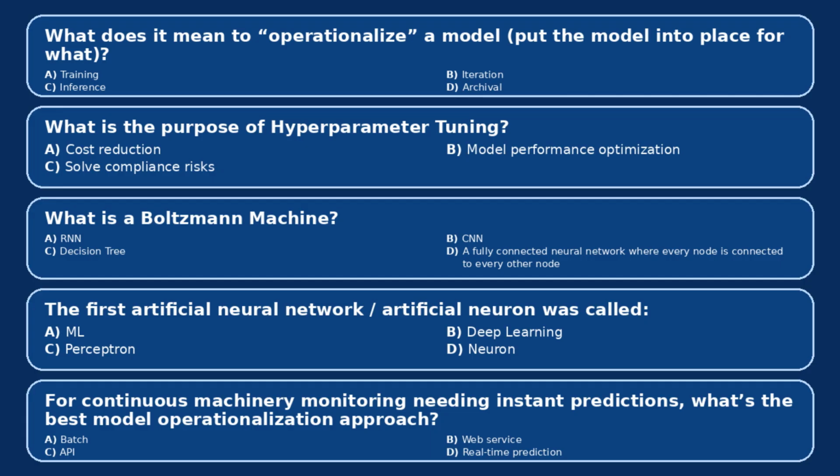Next question. What is a Boltzmann machine? Is it RNN or CNN or decision tree or a fully connected neural network? The right answer is option D, a fully connected neural network where every node is connected to every other node. A Boltzmann machine is a type of stochastic probabilistic neural network with symmetric connections, often described as a fully connected network.